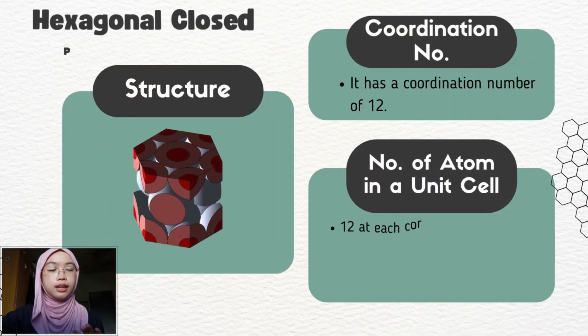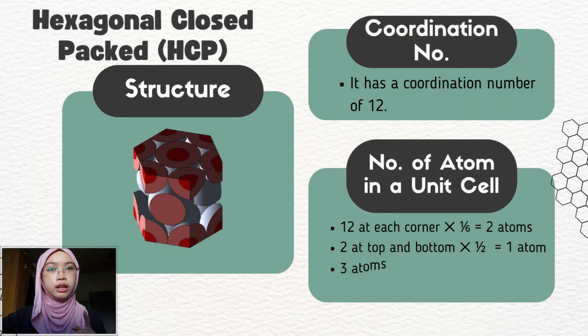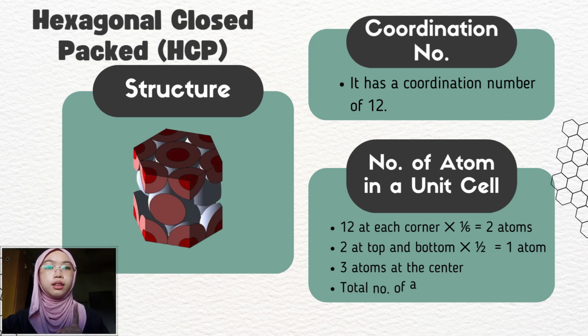Last but not least is the hexagonal close-packed, HCP. It has a coordination number of 12. This unit cell consists of 6 atoms, where there are 12 at the corners, multiplied by 1/6, which equals 2 whole atoms, and 2 halves of atoms at the top and bottom center of the unit, which equals 1 whole atom, and another 3 atoms at the center of the unit, making a total of 2 plus 1 plus 3, which is 6.